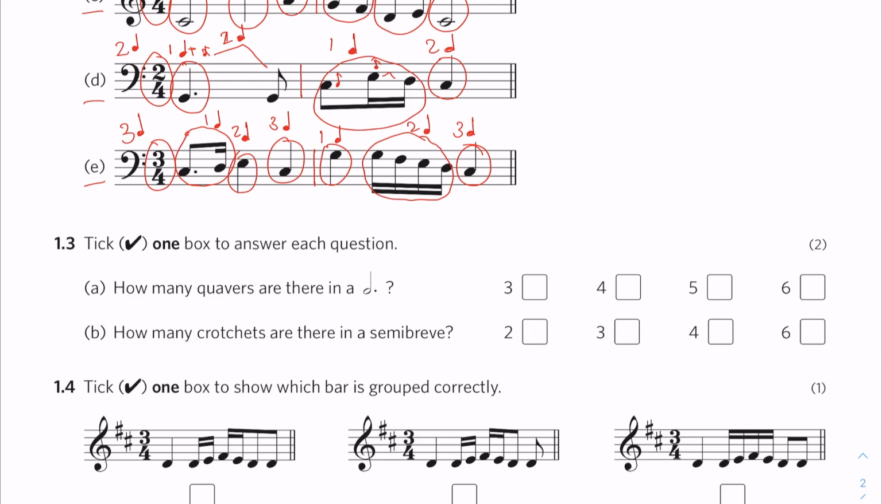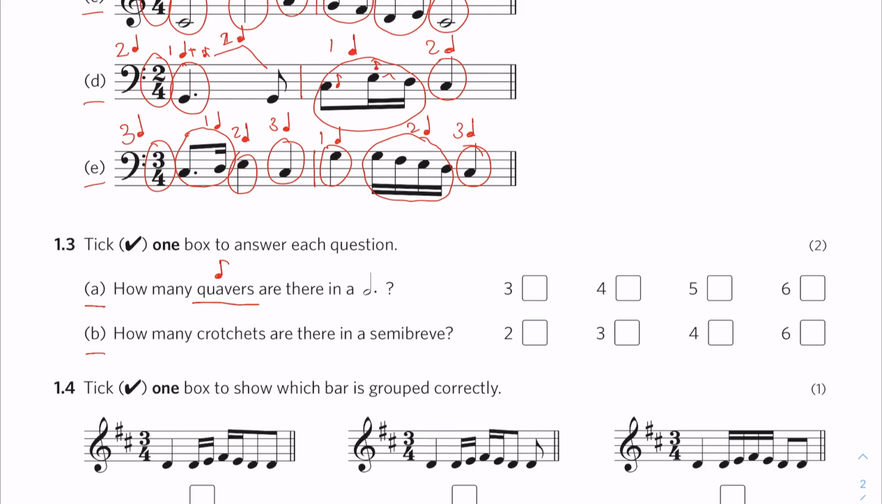Next, question 1.3. Tick 1 box to answer each question. There are 2 questions here, question A and question B. Question A, how many quavers are there in a dotted minim? So what is a quaver? Quaver is the shaded note with a tail. And they're asking you how many quavers are there in this dotted minim.